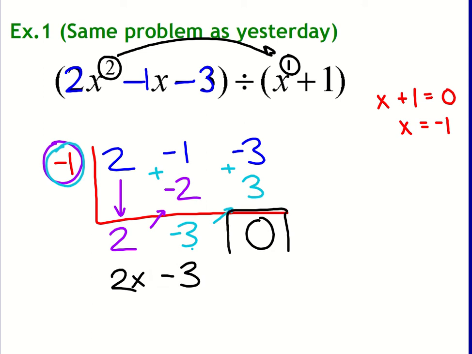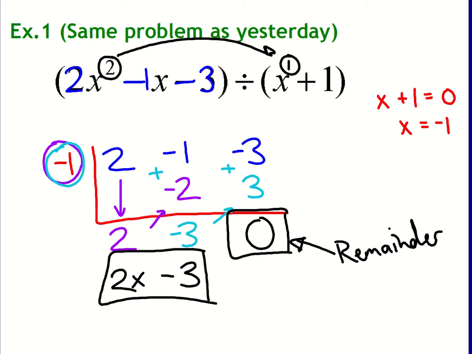And the last number that comes over here, that's the remainder. So if you want, you can put a box always for that last term so that you can remind yourself that that last number is going to be the remainder. But you don't have to. You can just remember that that's the remainder. So it turns out then that this answer would be 2x minus 3 with a remainder of 0. Hope that makes sense. Let's do a couple more examples.